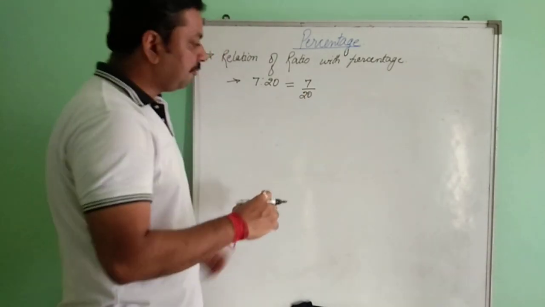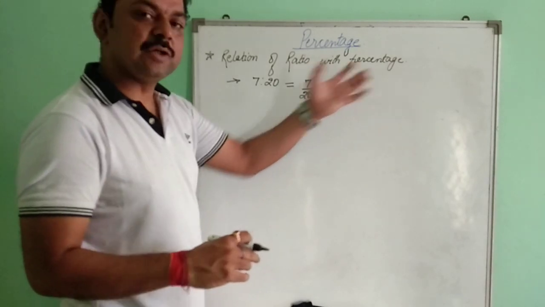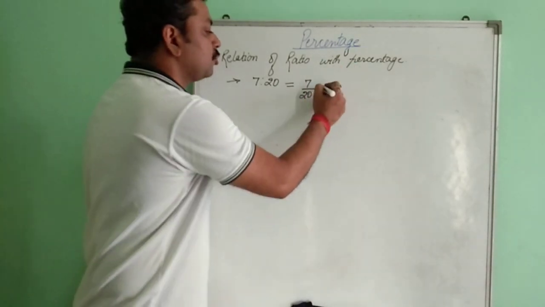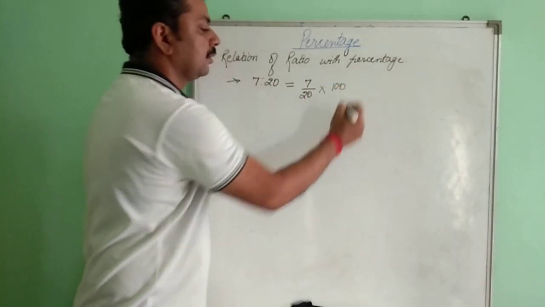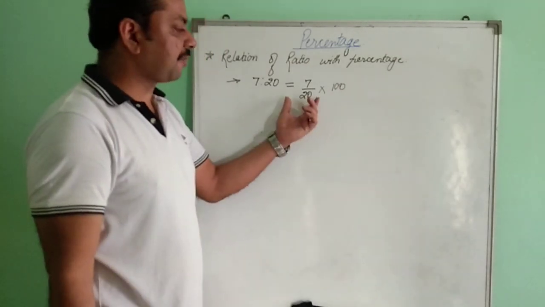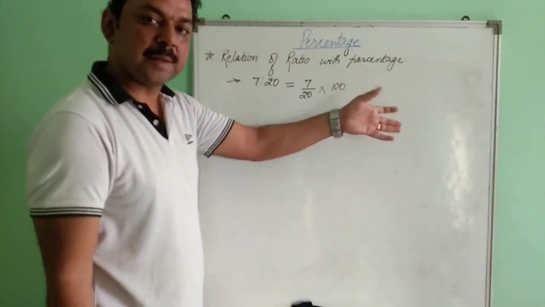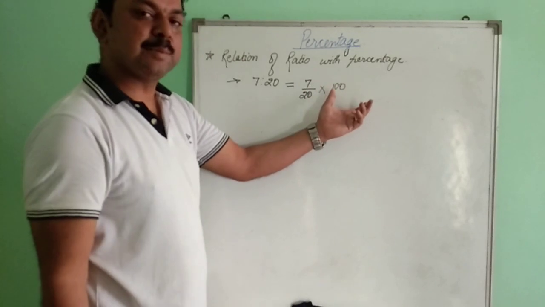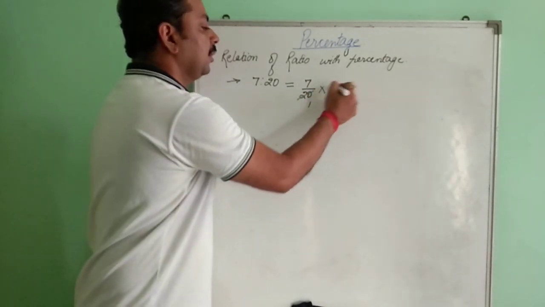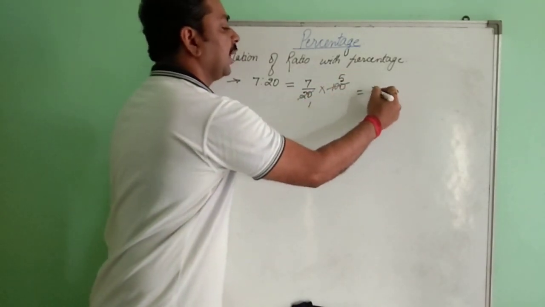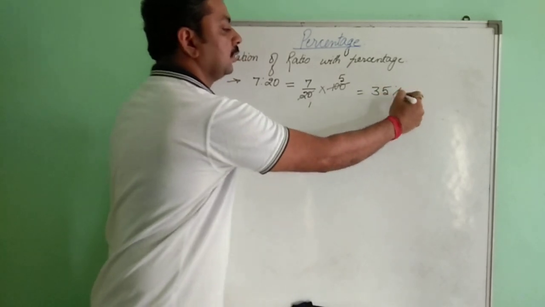Now when we need to convert the fraction into percentage, what are we going to do? We are going to multiply the fraction by 100. Clear? Whenever you need to convert a fraction into percentage, what will you do? We are going to multiply it by 100. So 25, you will get 35%.